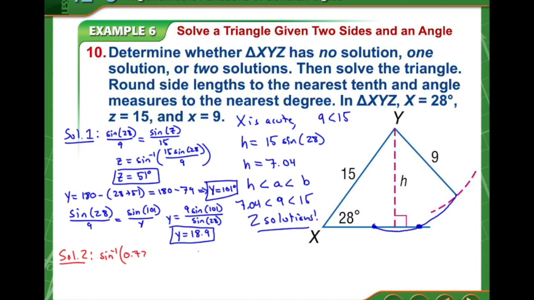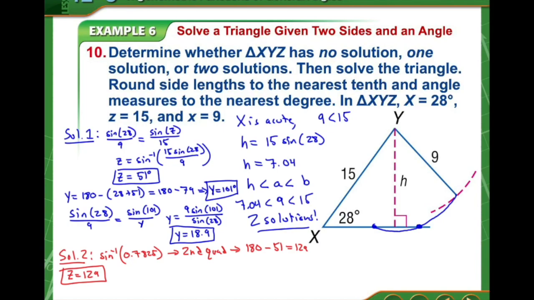0.7825, that's the decimal. In the second quadrant, basically means we just need to take 180 and subtract the 51 we got for angle z before, and that gives us 129. So that's our new angle z. Think of it as the 51 is our reference angle for the other sine.